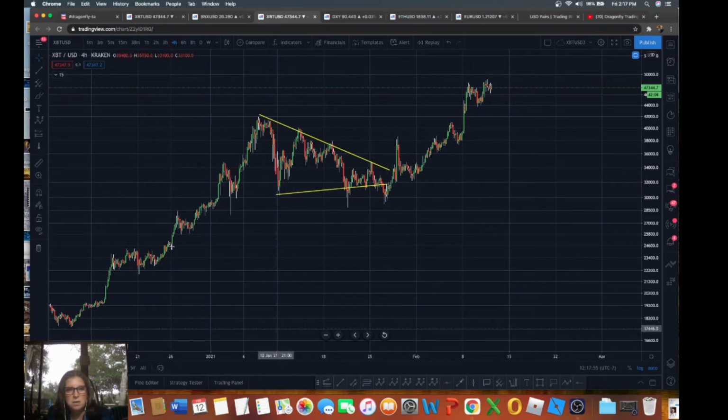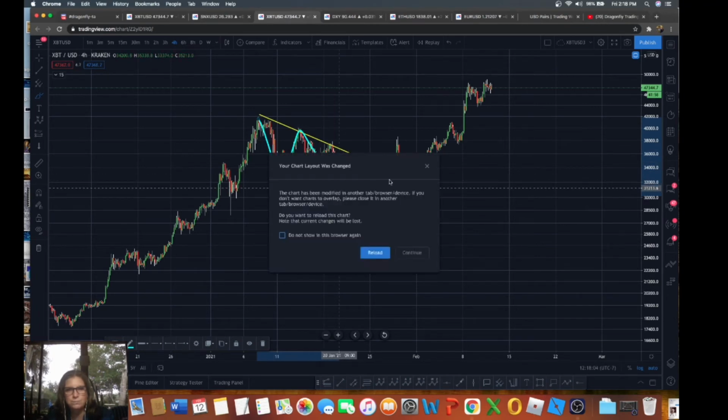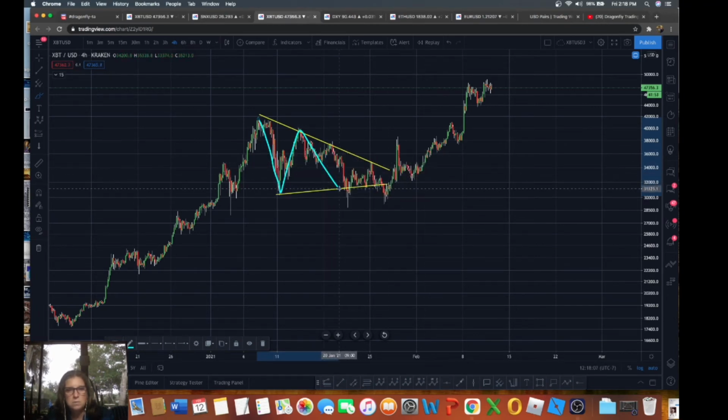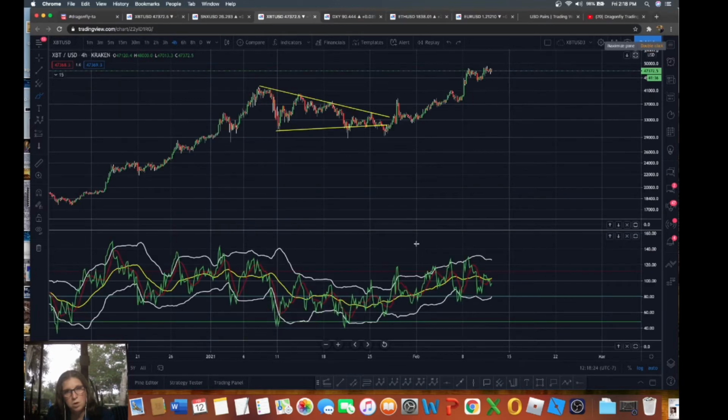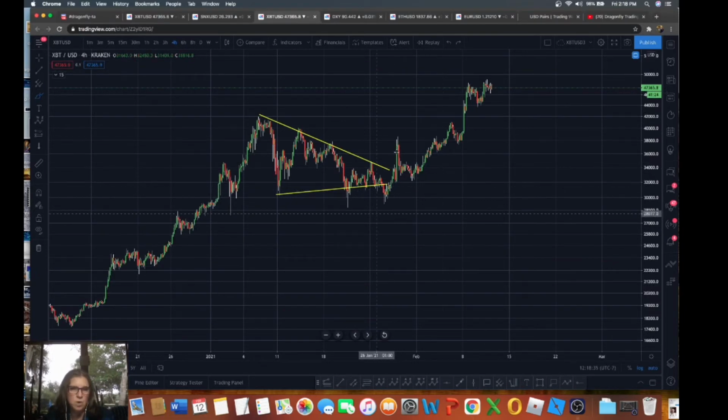So basically, if this was going to be a triangle, it would have done this, and we would have had higher lows. Okay? And then it would have broke out. So it's not a triangle. And also, triangles, you have to be able to draw them also in your RSI. Okay? The RSI has to contract just like the triangle, or it's not a true triangle.